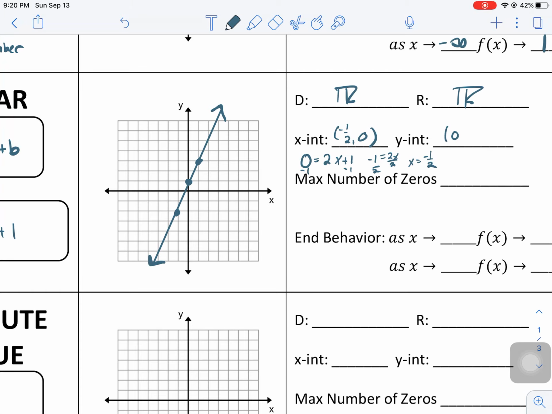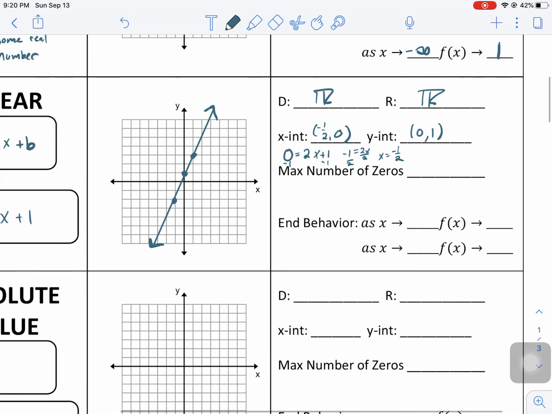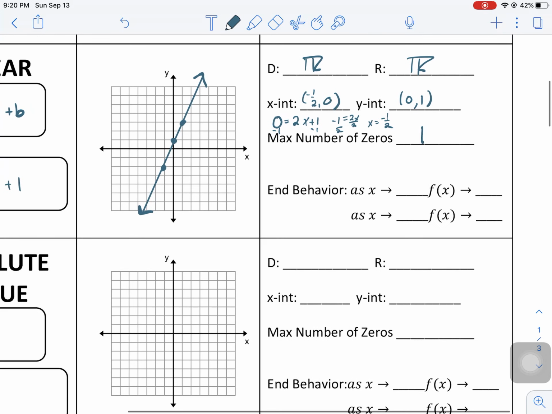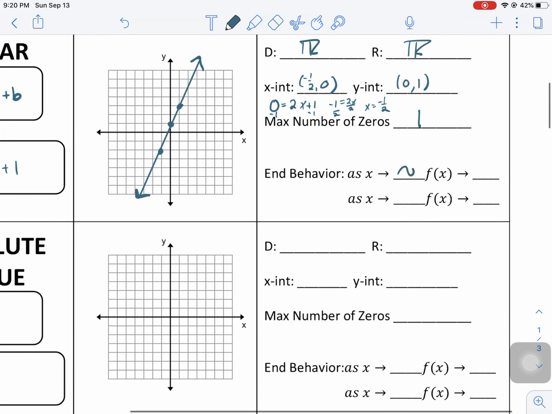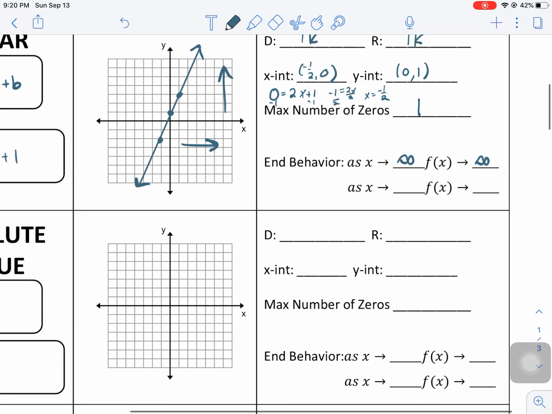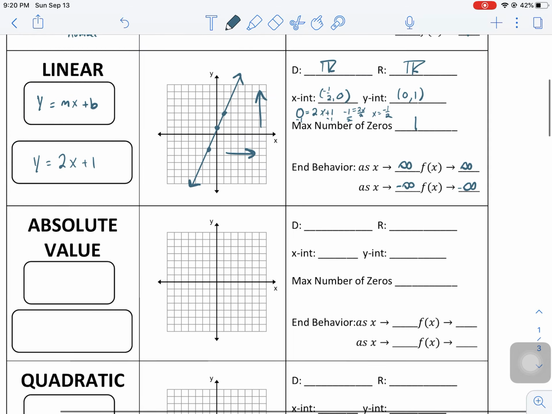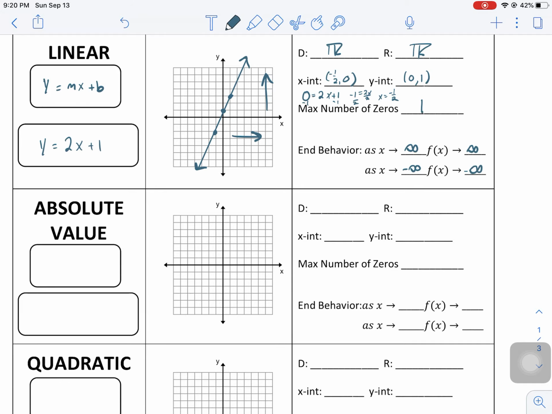Our y-intercept then is 0, comma 1. Max number of zeros for any linear function is 1. Okay, it can only go through the x-axis 1 time. The end behavior, so as x goes to positive infinity, so as it goes to the right, well, where's our y going? Well, the y's are going up, so they're also going to positive infinity. As x goes to negative infinity, the y's are also going to negative infinity. Okay, and so that's our linear function.